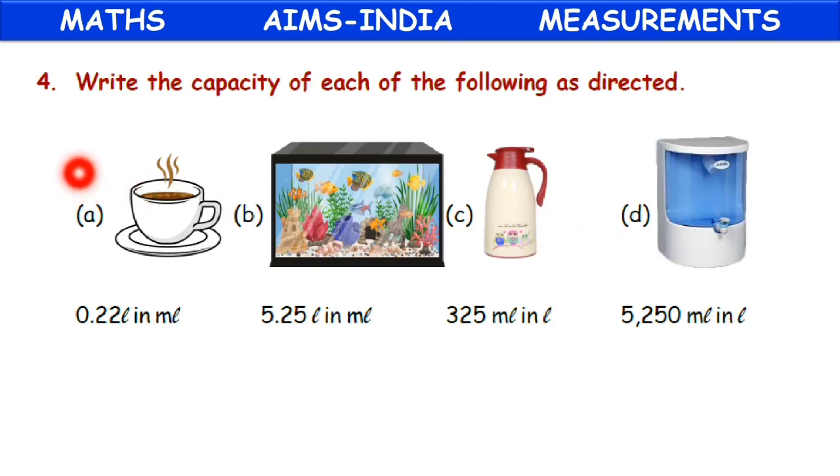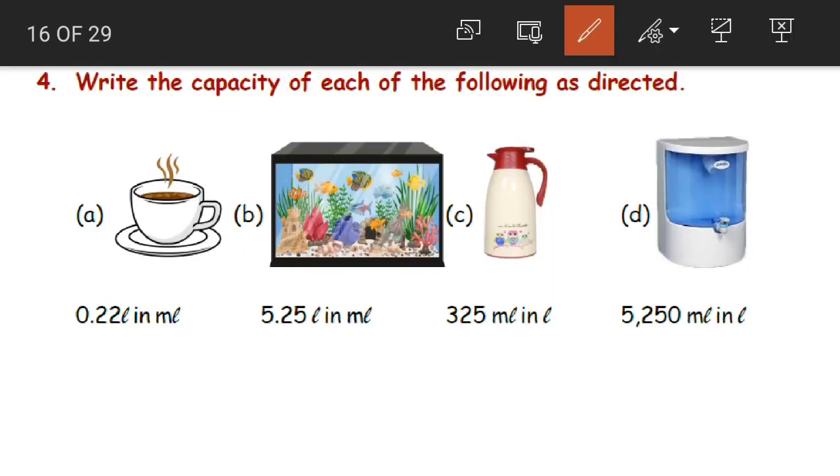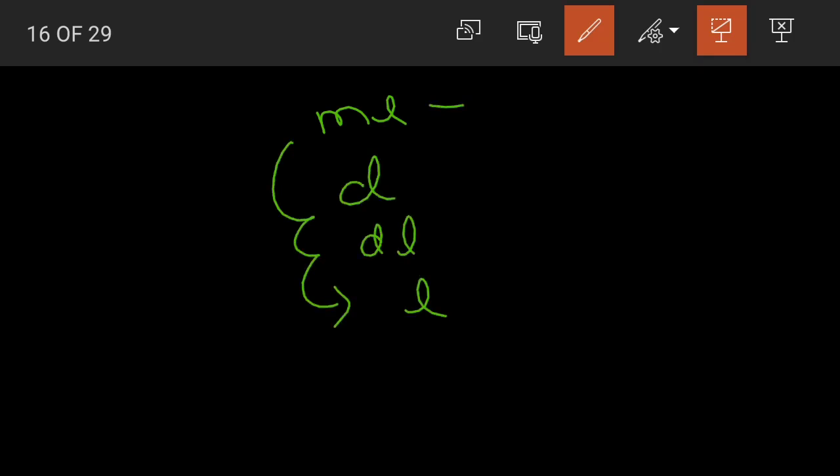And the last one, children: write the capacity of each of the following as directed. Again, here also we need to convert. First one, milliliters to liters. We have milliliters, centi, deci and liter. 1, 2, 3. We are having 3 jumps. This is a lower unit converted into higher unit, so we'll divide by 1000.